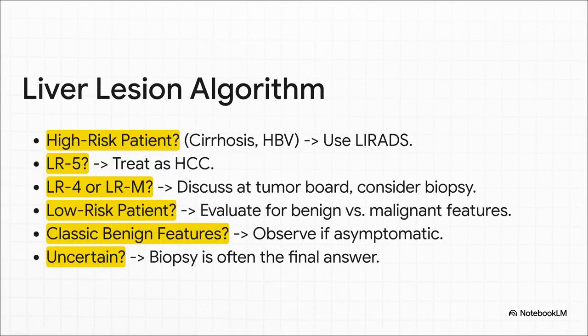And here it is. This is your algorithm, your mental checklist. The very first question you ask: is this a high-risk patient? If the answer is yes, they've got cirrhosis or chronic hep B, your brain should immediately jump to the LIRADS system. If the report comes back LR5, you treat it as HCC. If it's an LR4 or something else suspicious, it's time to talk to your colleagues at a tumor board and probably get a biopsy. Now, if it's a low-risk patient, you're looking for those classic benign features we talked about. If it looks like a textbook hemangioma and the patient feels fine, you can safely watch it. For pretty much everything else in that gray zone, a biopsy is often going to be the final step.